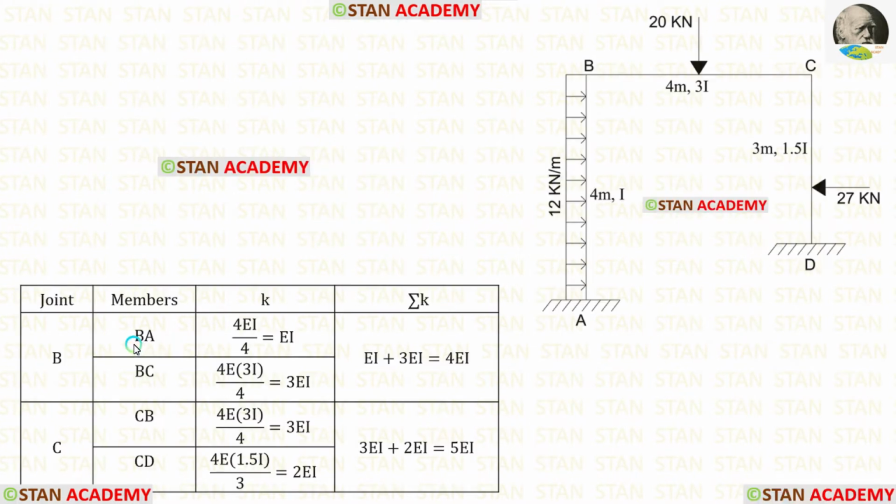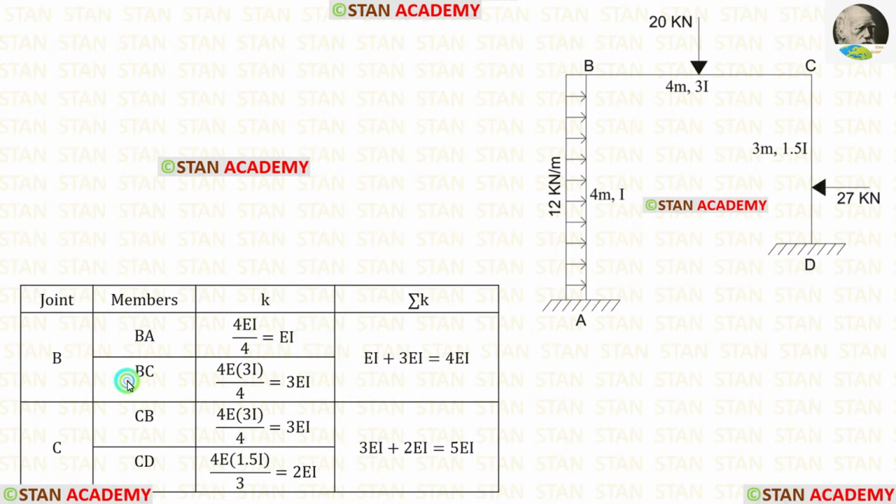First, let us find the stiffness for BA. For that, from the joint B, we have to look at the point A. In the point A, there is a fixed support. If the far end is fixed, the formula for the stiffness is 4EI upon L. Length of BA is 4. Let us apply that. Finally, for the stiffness of BA, we are getting EI.